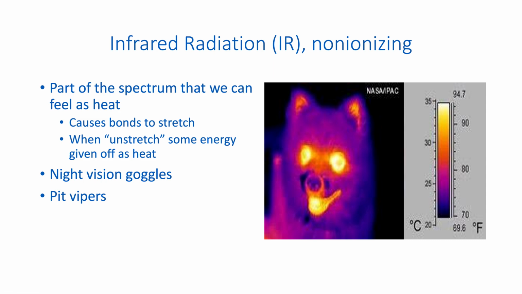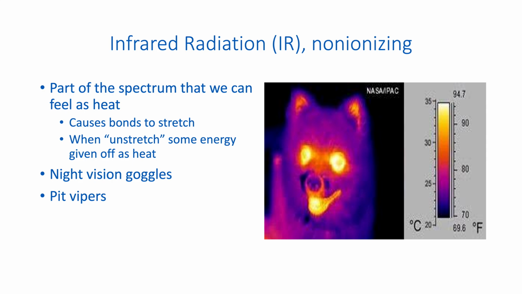All right, the other end is infrared, and this is also non-ionizing, so it's just at the low energy end of the visible spectrum. And we typically see this as heat. This is how night vision goggles work. What this does is it causes bonds to stretch, and when the bonds relax, some of the energy is given off as heat. And we'll talk about this more when we look at the unit on climate change.